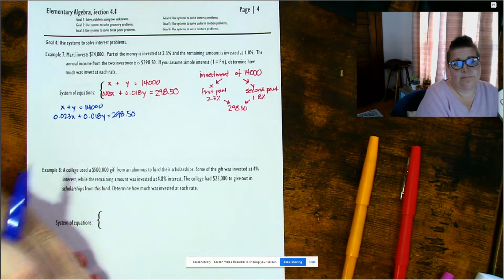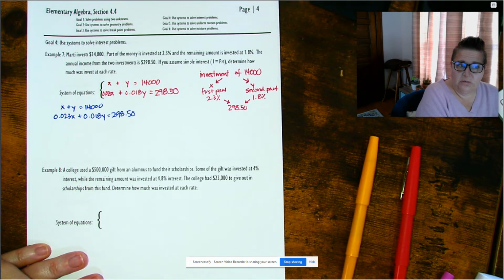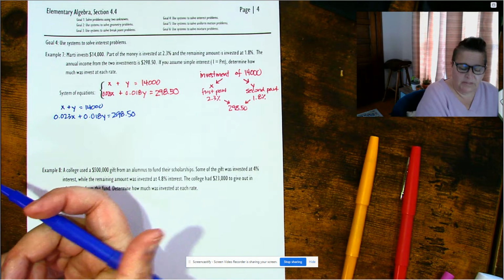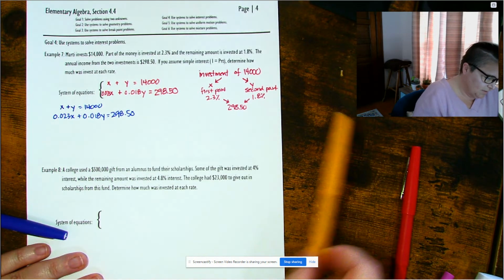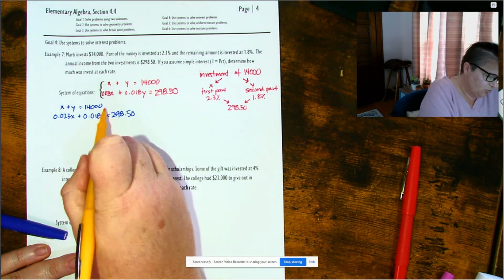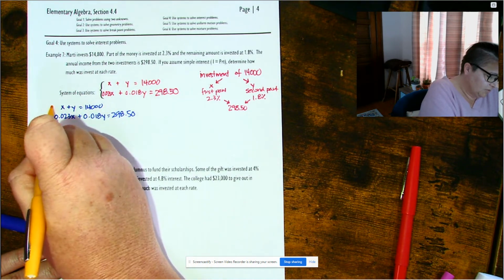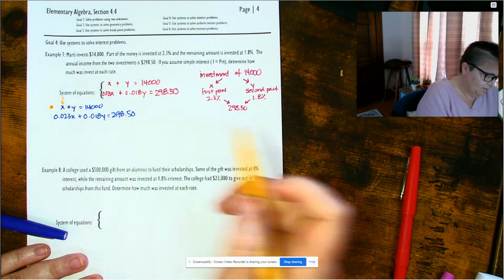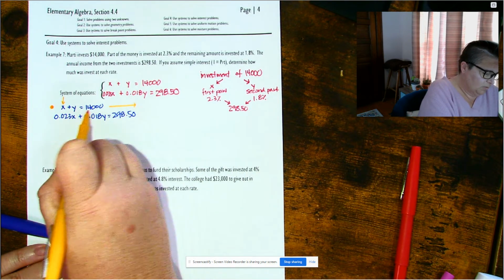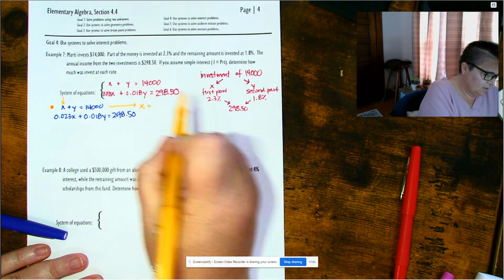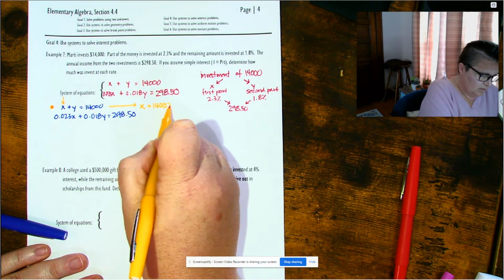All right, now we can use elimination or we can use substitution. I'm going to suggest we do substitution on the first one. If we're going to do substitution, then I need to rearrange one of these equations and solve for either x or y. So I'm going to choose this first equation, and I'm going to solve it for x. In order to do that, I will subtract y from both sides. So x will equal 14,000 minus y.